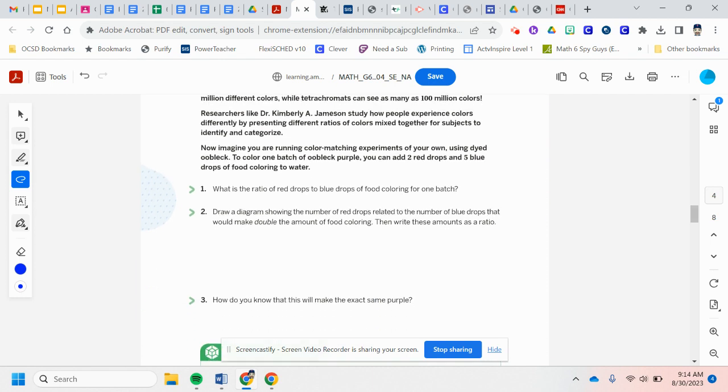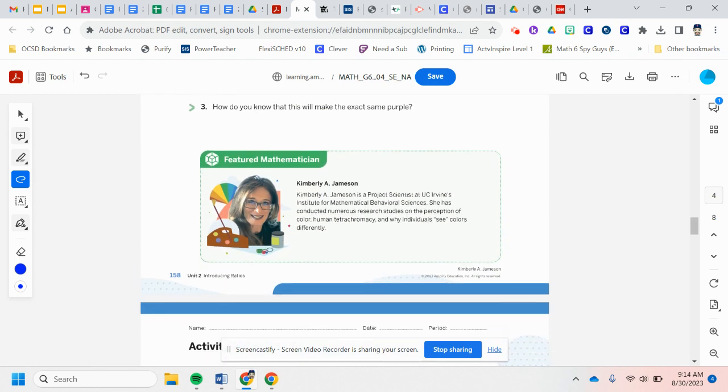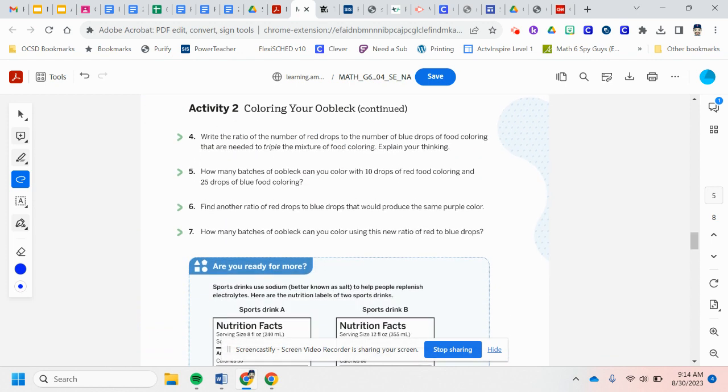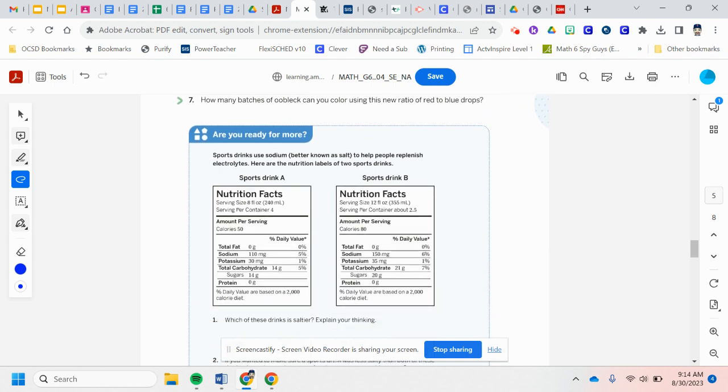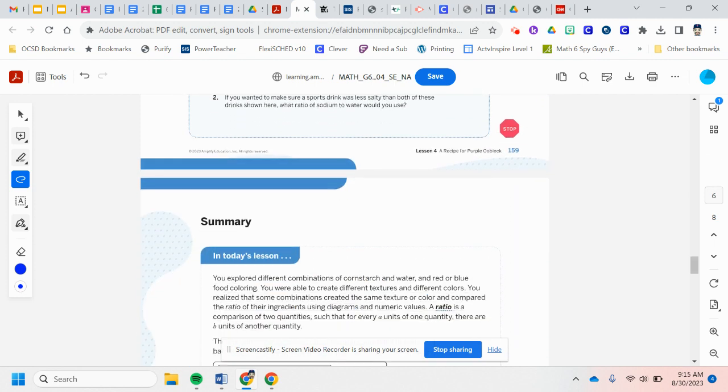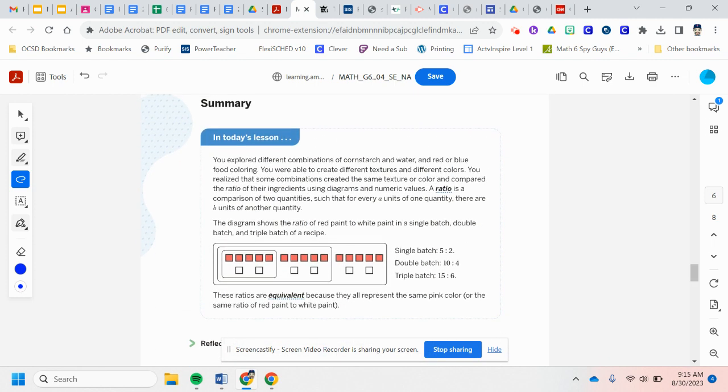This is about coloring your oobleck. Answer those 7 questions here. And then when you're finished, I'm going to read the summary for you.